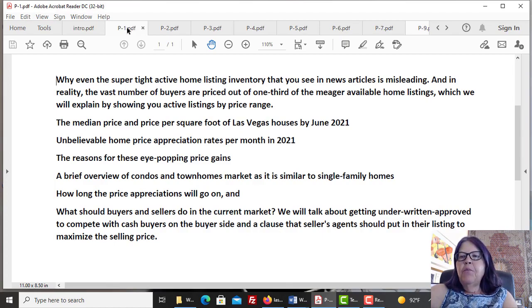The median price and price per square foot of Las Vegas houses by June 2021. Unbelievable home price appreciation rates per month in 2021. The reasons for these eye-popping price gains. A brief overview of condos and townhomes market as it is similar to single-family homes. How long the price appreciation will go on, and what should buyers and sellers do in the current market.